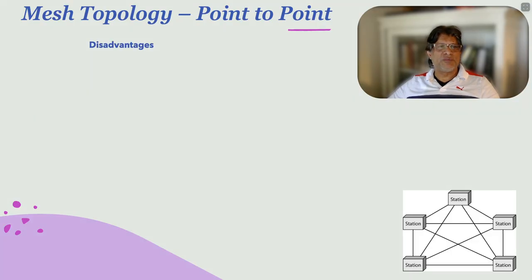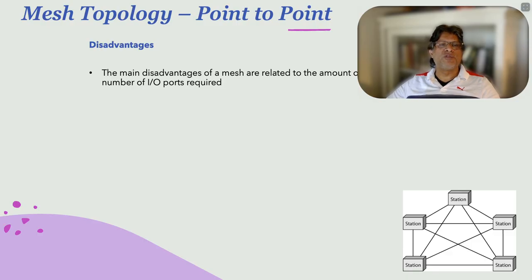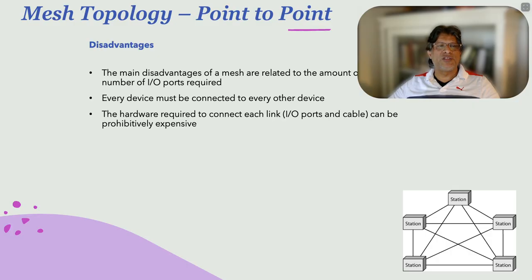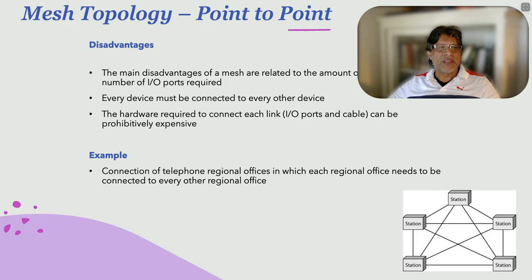The disadvantages of the mesh topology, as you can imagine, are mainly related to the amount of cabling and the number of I/O ports required for such a layout to be implemented. Every device must be connected to every other device, so that's a lot of work and a lot of cost associated with that. The hardware required to connect each link, the I/O port or cable, can be prohibitively expensive. An example is the connection of telephone regional offices, in which each regional office needs to be connected to every other regional office.